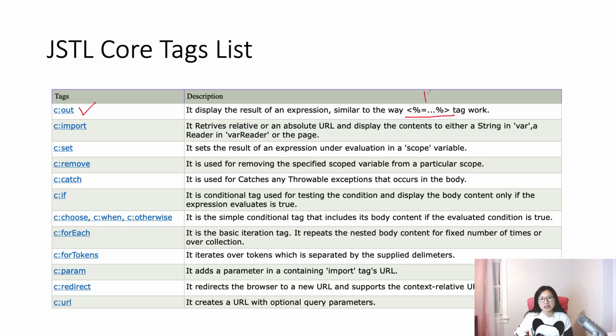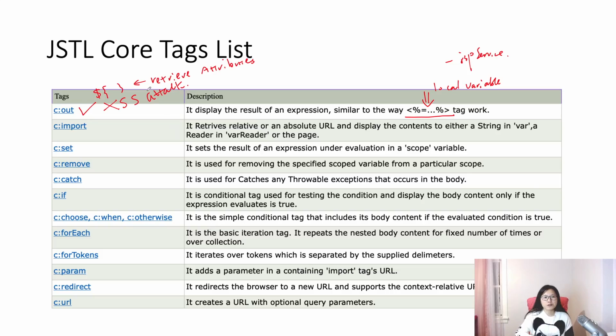Similar to this one, but this one you have to give the variable, which is a local variable inside the underscore JSP service method. Okay, and c:out uses EL, and this one retrieves attributes from the scope. And there's another very important use case of using c:out, which is to prevent cross-site scripting attack.